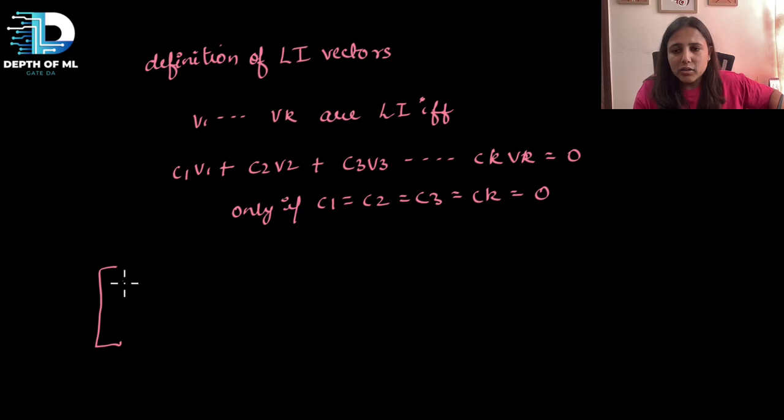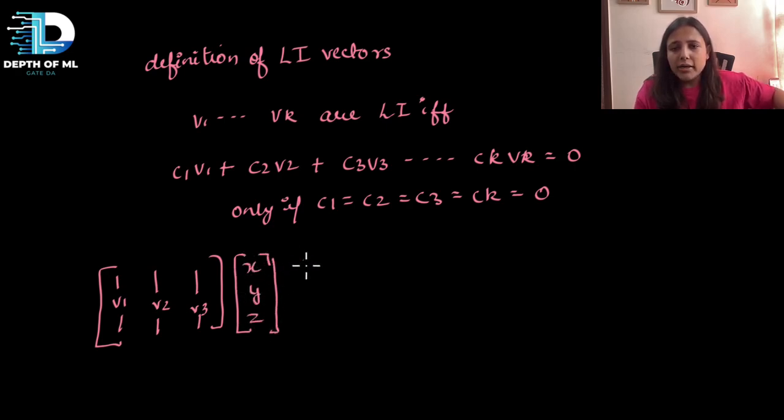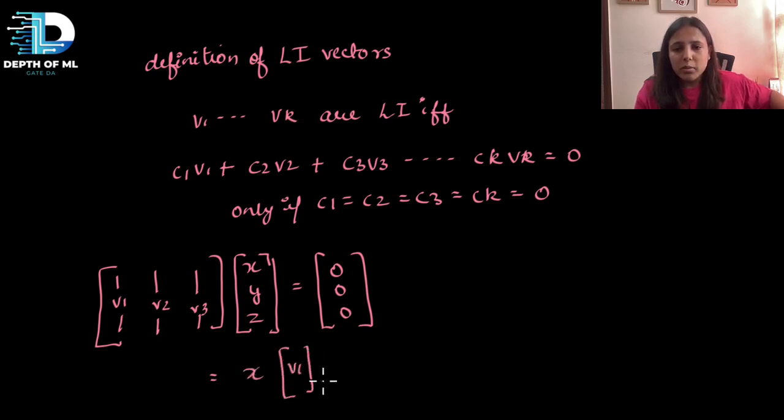So here I had a column vector v1 over here. Here I had v2. Here I had v3. And I said that I am going to multiply them and add them up with some coefficients, and this should give me the 0 vector. This is the 0 vector. So I'm saying x into this v1 vector plus y into this v2 vector plus z into this v3 vector.